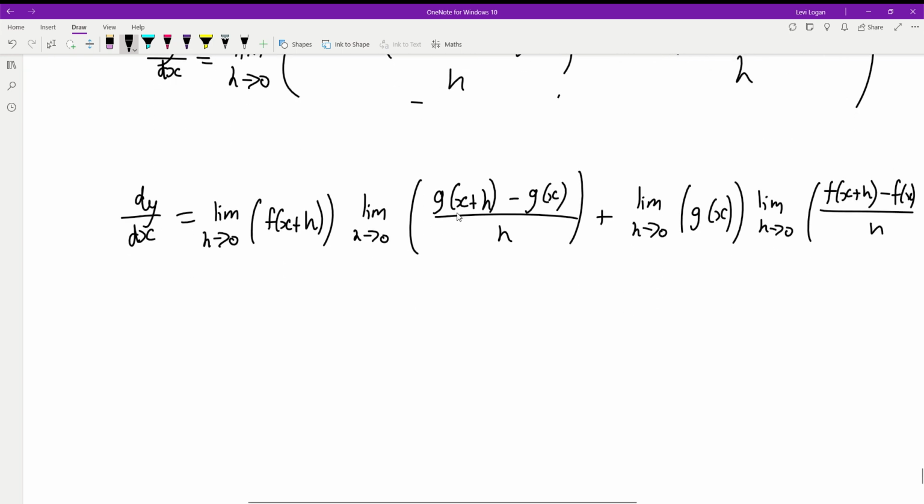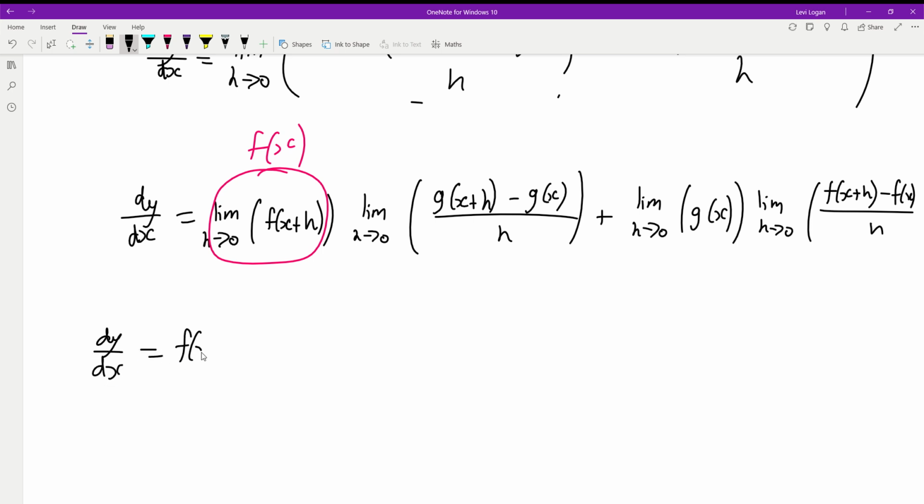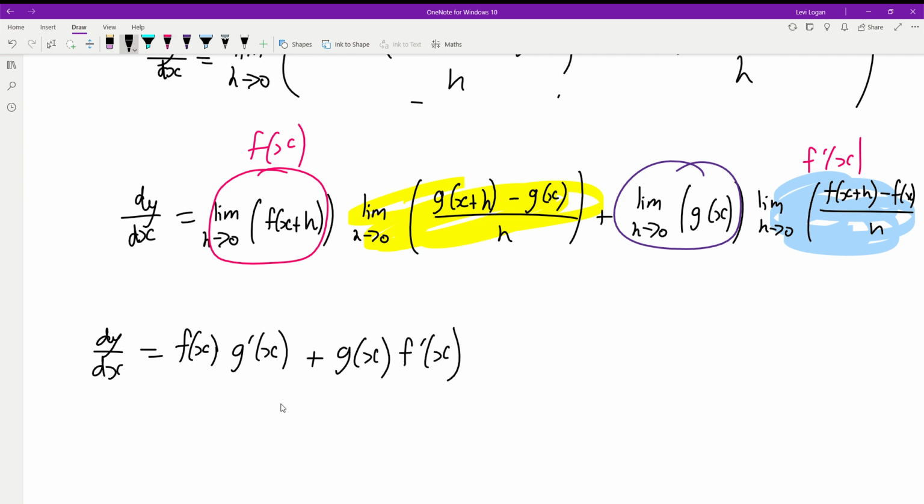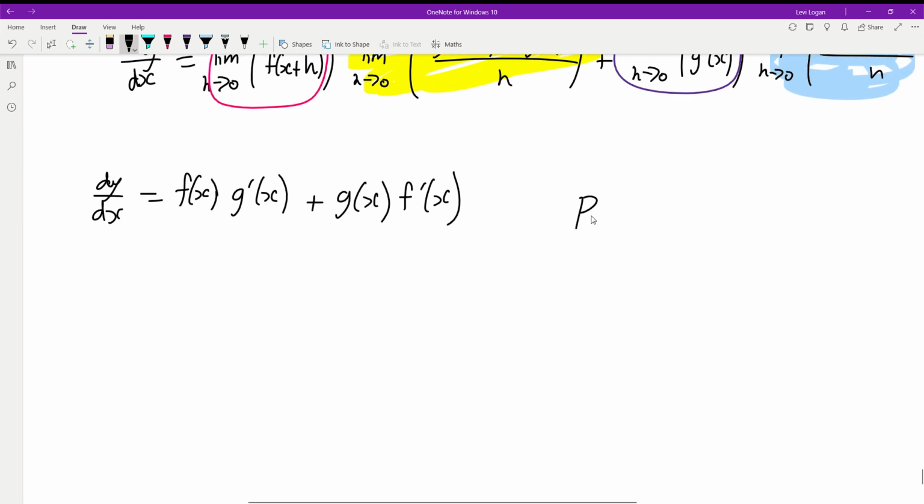Righto. So as h goes to 0, this turns into f(x), because f(x+h), if there's no h there, it's just f(x). So you get dy/dx equals f(x). This, if you hadn't recognized it, is the first principle, so that's just g dash of x, so f(x) multiplied by g'(x). This doesn't have an h, so I can just write that as plus g(x). And finally, this last bit down here is also f dash of x. So I can just write that as g(x) times f'(x). Righto. And this is what we call the product rule.